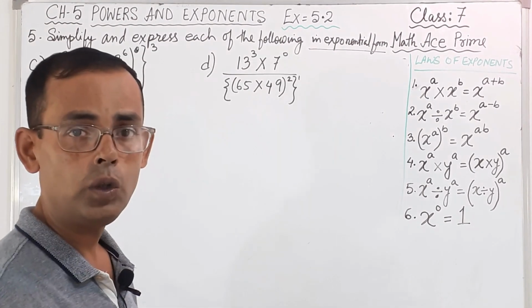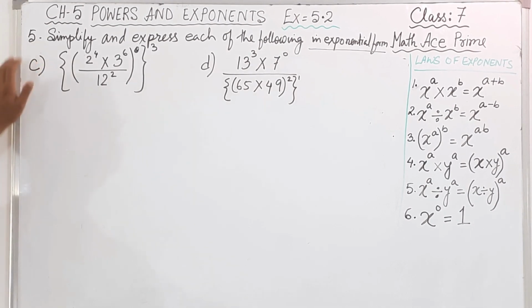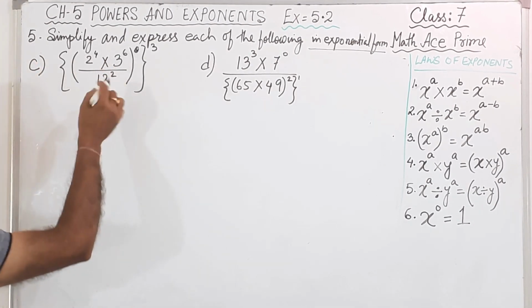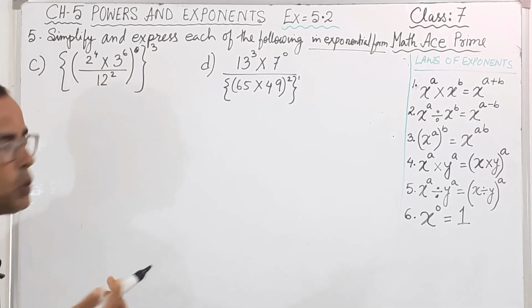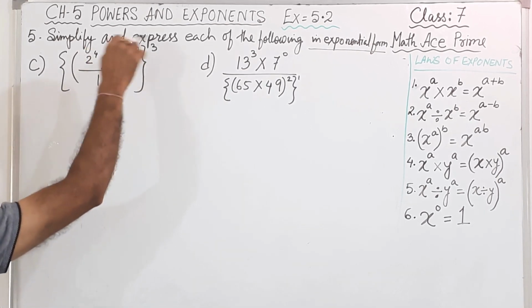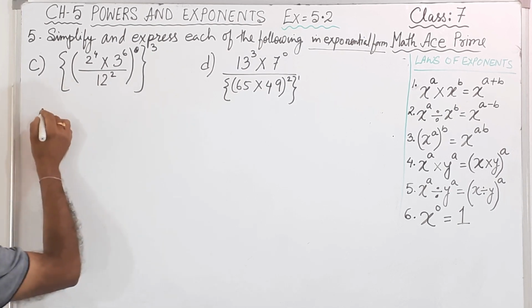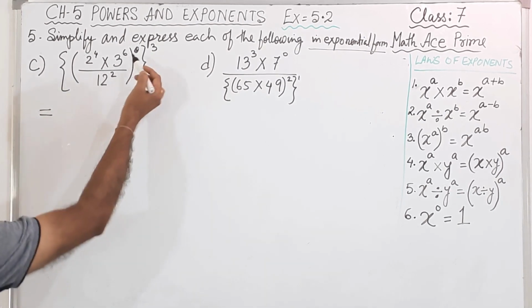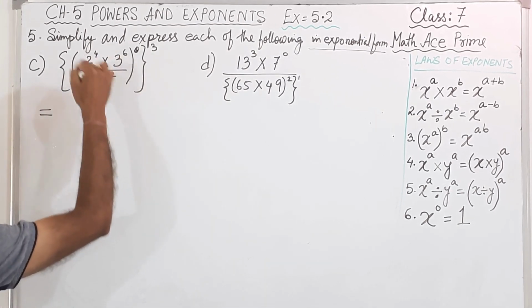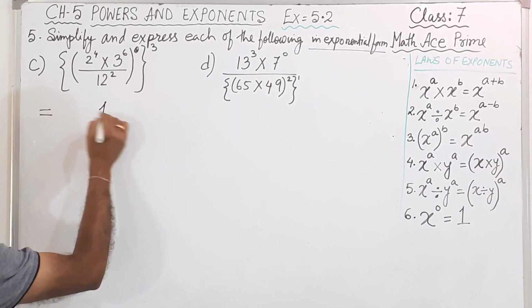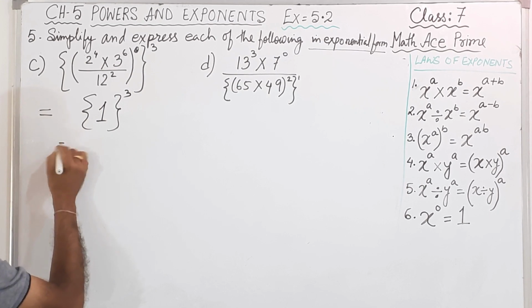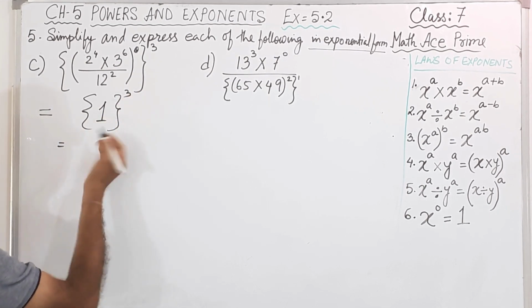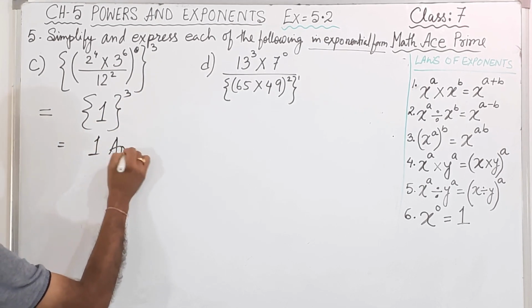Clear? Now let us come to question number 5C. So a big sum is there, 2 to the power 4 into 3 to the power 6 divided by 12 to the power 2 whole to the power 0, again to the power 3. But we will do this one in a simple way. See, here to the power 0, then this whole thing will become what? 1 only. And then like this way bracket, and then we can write 3. And 1 to the power 3 means what? 1 only. And this is the answer.